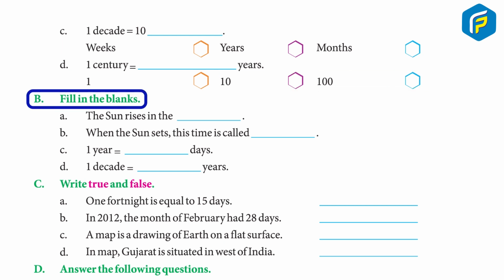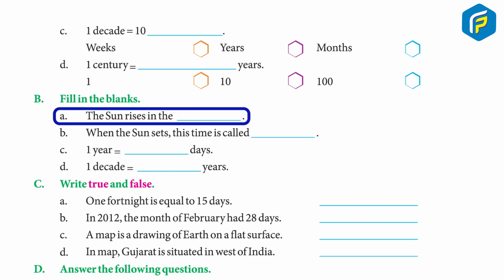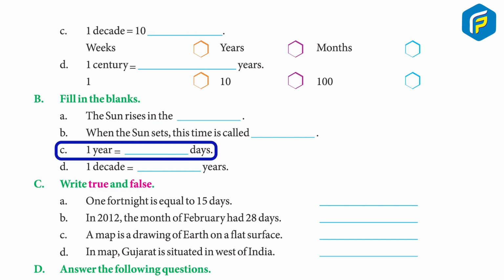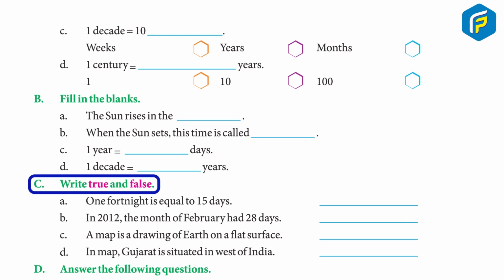B. Fill in the blanks. A. The sun rises in the dash. Answer: East. B. When the sun sets, this time is called dash. Answer: Evening. C. 1 year is equal to dash days. Answer: 365. D. 1 decade is equal to dash years. Answer: 10.